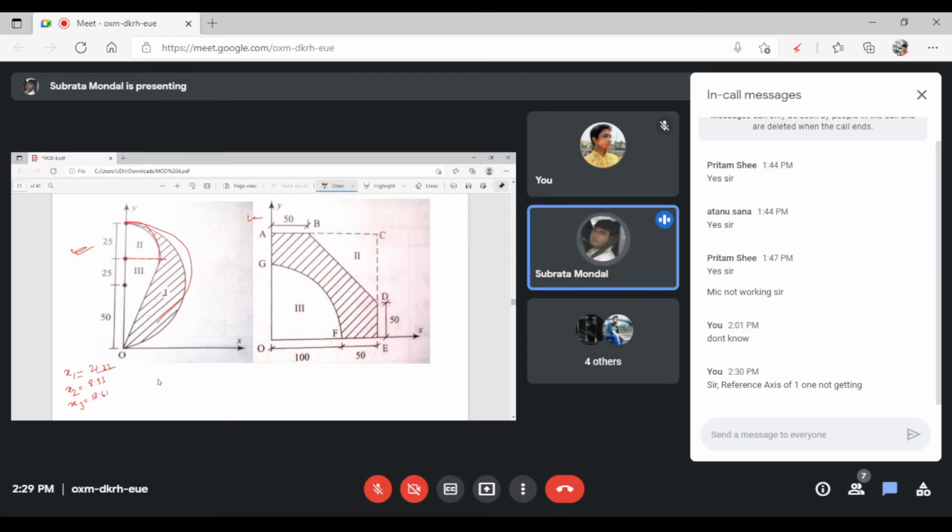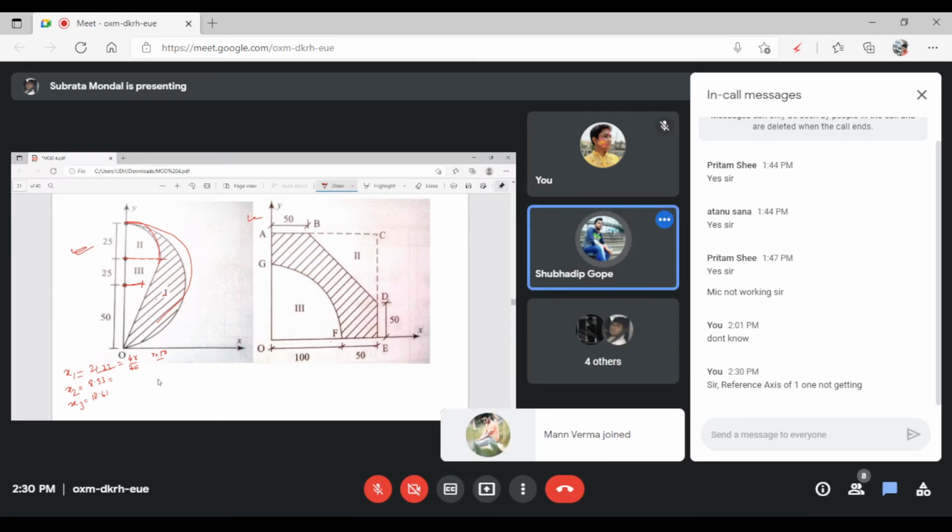Okay, how are you getting the value of x1? x1 is obtained by 4r by 3 pi. Very nice. Here r is the radius, which is 50. Now x2, there also it is for this particular quarter circle, so that is also 4r by 3 pi.